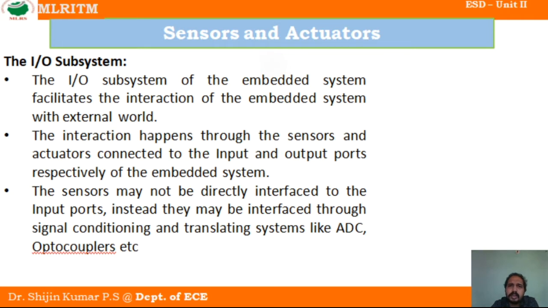So we can say these sensors and actuators together are the IO subsystems. Sensors will be connected to the input ports of the embedded system. Normally we will not connect these sensors or actuators directly to the embedded system. In between the embedded system and sensors, we will use signal conditioners or translating systems such as analog to digital converters or optocouplers, etc. So these are the input output subsystems.